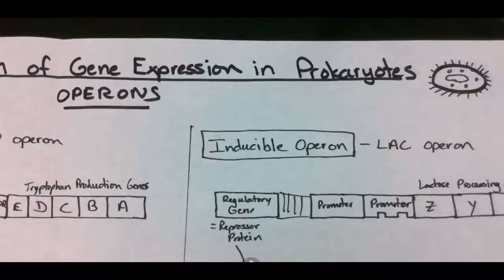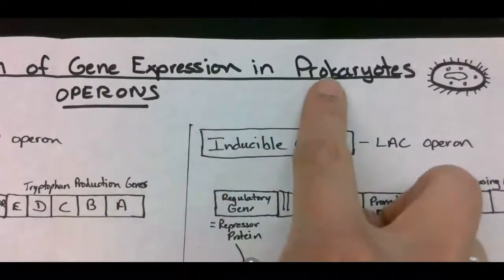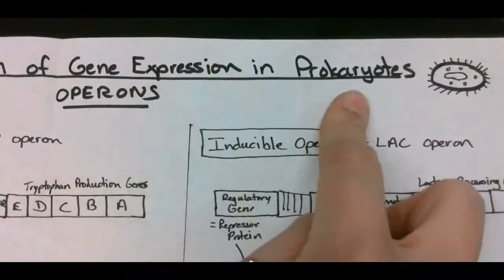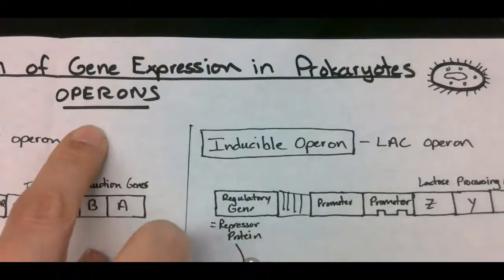Welcome to my video on prokaryotic gene expression. So how do we control what proteins are made in bacteria? We're going to use something called an operon.